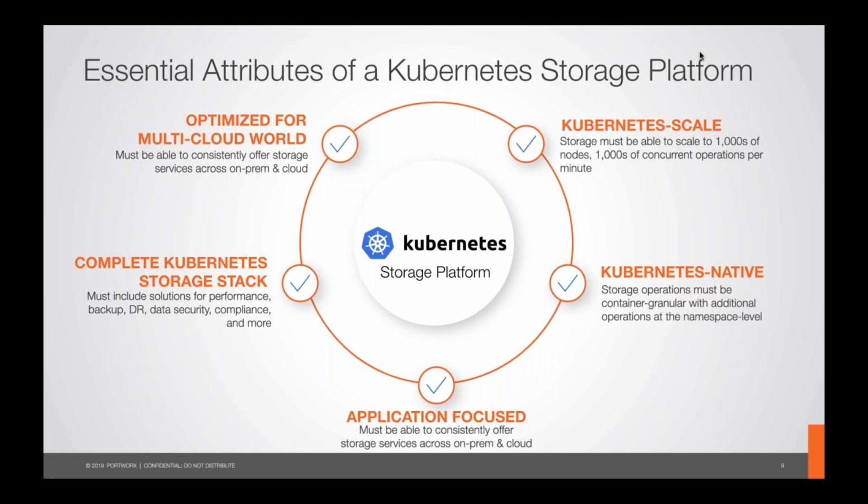You also need to be able to do backup. You also need to be able to do DR. You need to be able to provide data security. You need to be able to provide traceability and governance from a compliance perspective. It's only when you do a collection of these things that those apps, a majority of those apps, can run on Kubernetes. And then finally, all of this needs to be optimized for a multi-cloud world. You need to be able to run these applications in any environment, any cloud, hybrid, multi-cloud, etc.